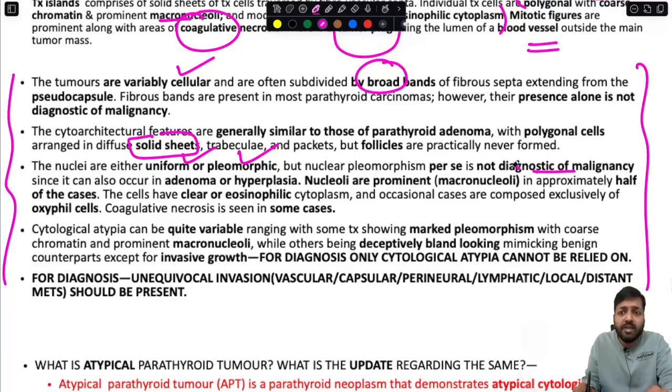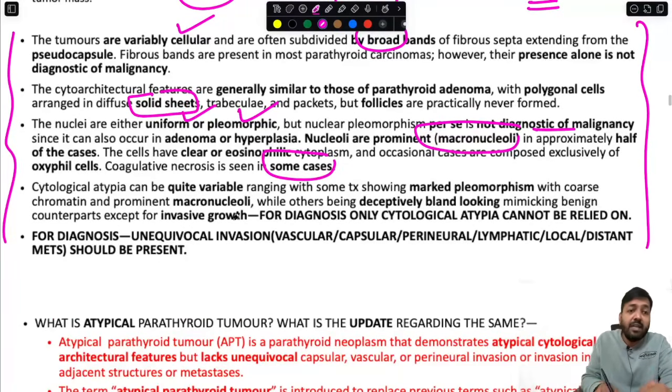Nucleoli are prominent. You will see macronucleoli in approximately 50% of the cases. The cells have clear or eosinophilic cytoplasm, and occasional cases are composed exclusively of oxyphil cells. Coagulative necrosis is seen in some cases. Cytological atypia can be quite variable, ranging from tumors showing marked pleomorphism with coarse chromatin and prominent macronuclei, while others are deceptively bland looking, mimicking benign counterparts except for the presence of invasive growth. So for diagnosis, cytological atypia alone cannot be relied on.